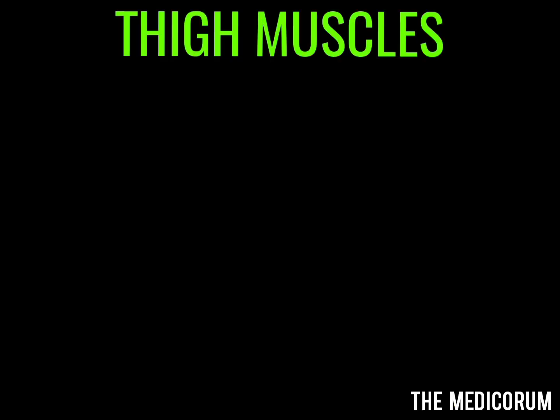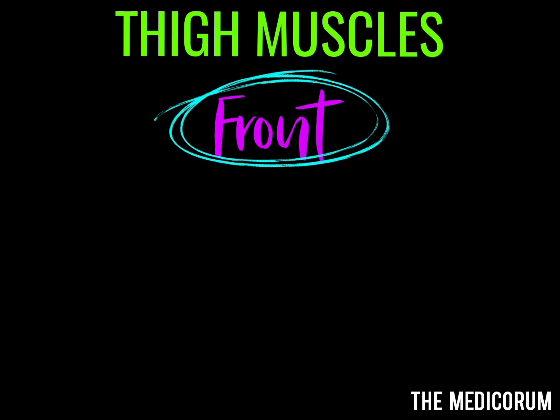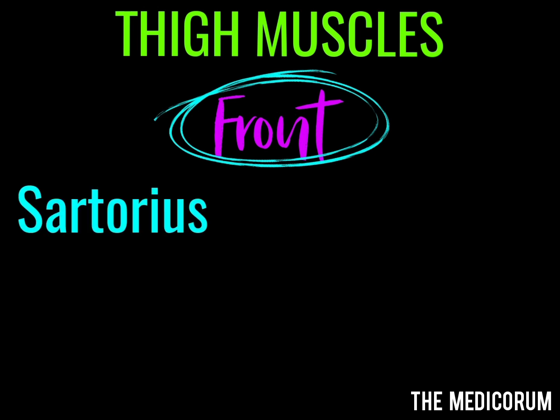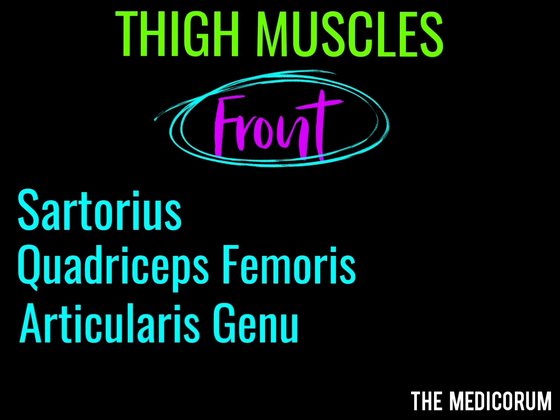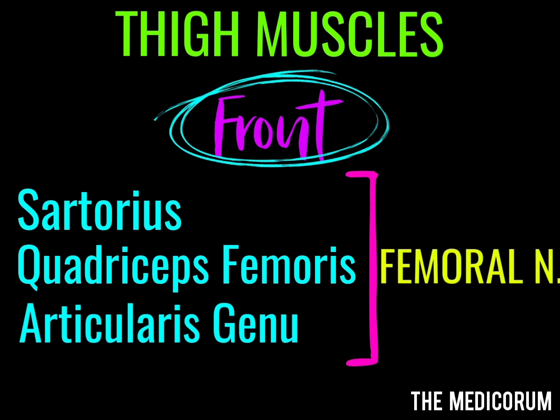Seeing the muscles of the thigh, they are divided into three compartments. The muscles present in the front of the thigh are sartorius, quadriceps femoris, and articularis genu. All of these three muscles are innervated by the femoral nerve.